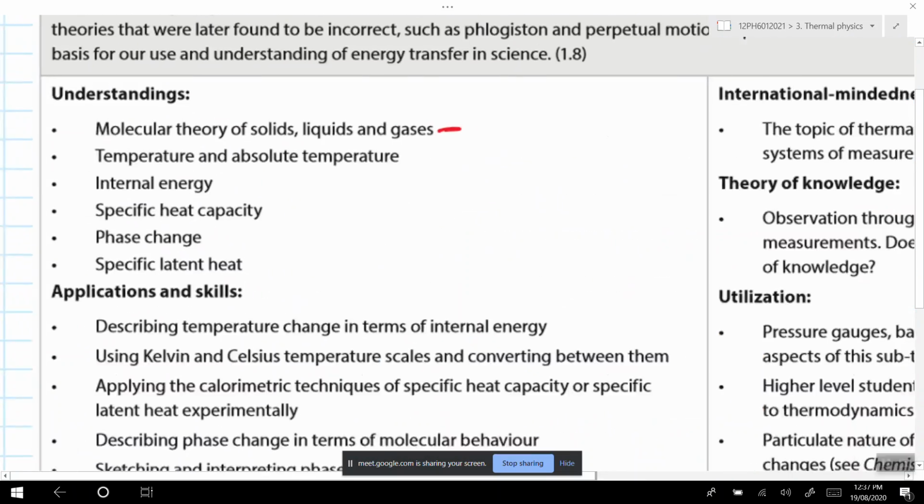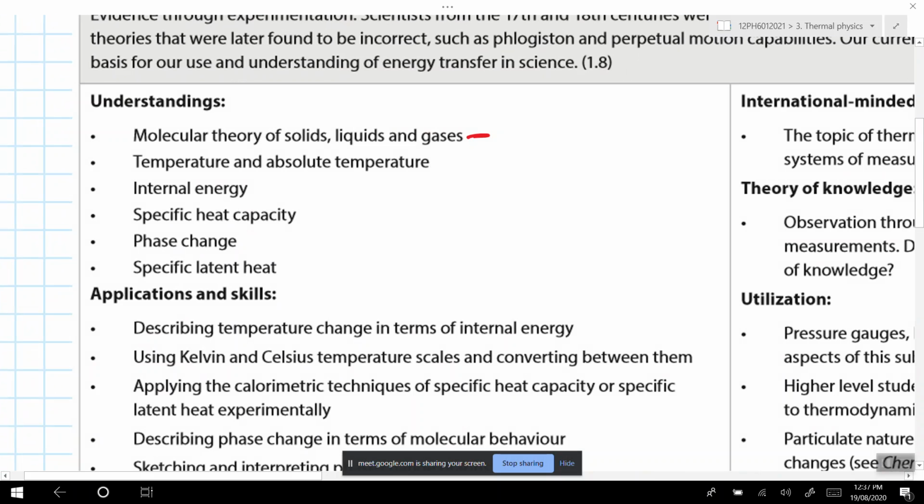So what I want to, I'm going to jump over temperature and absolute temperature for a moment. I want to talk to you for a moment about internal energy. Okay.